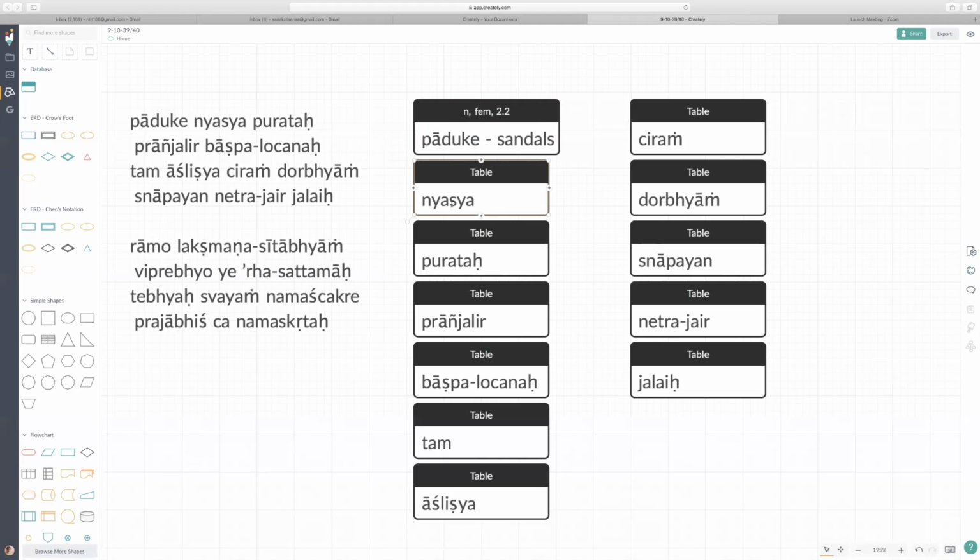Okay, nyasya, and we had a similar word previously. It was placing. It's a gerund from ni plus the verb as. Placing. Okay. Purataha.